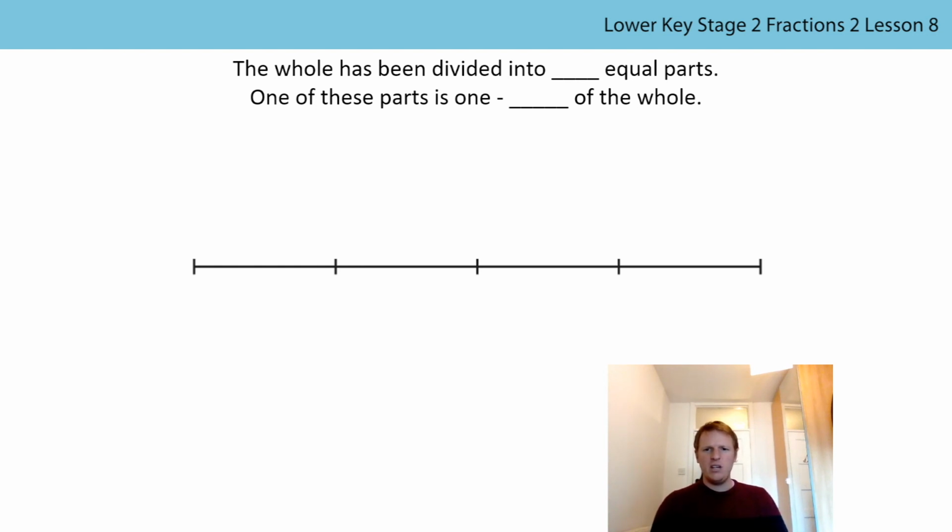Have any of the parts been highlighted? Not yet. Now I can see one of those 4 parts has been highlighted, so I know that is 1/4. Let's say our sentences one more time so that it makes sense. The whole has been divided into 4 equal parts. One of these parts is 1/4 of the whole. Well done for saying that sentence with me.